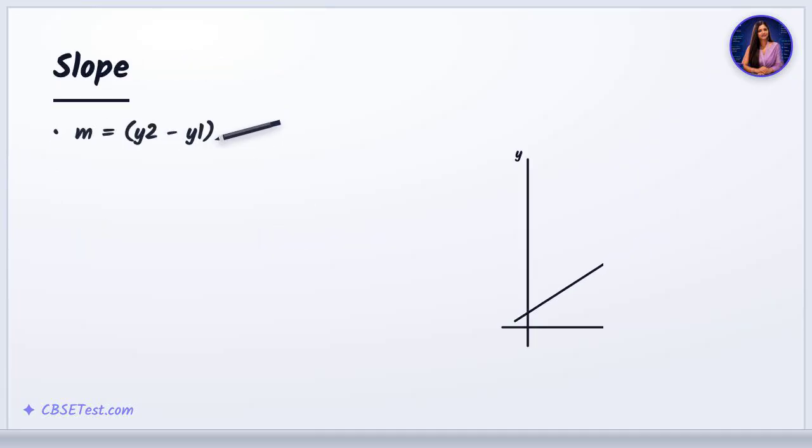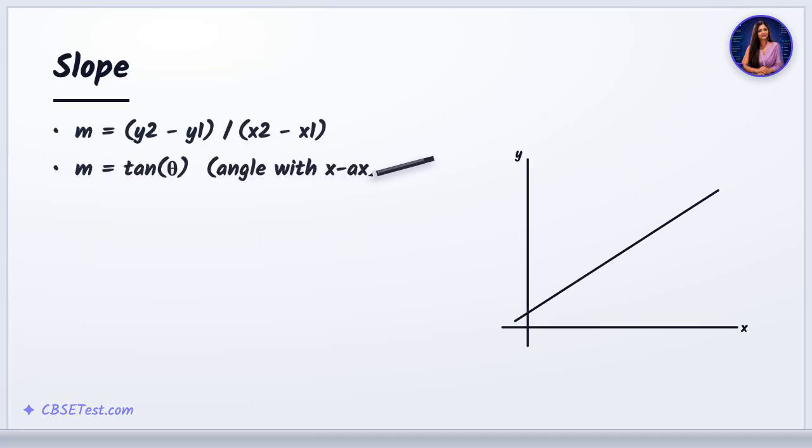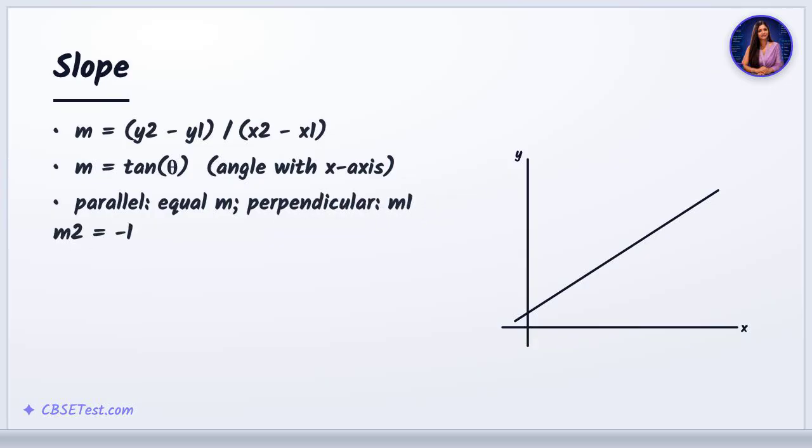The slope m is the rise over the run between 2 points, and equals the tangent of the angle the line makes with the x-axis. Parallel lines share a slope. Perpendicular slopes multiply to -1.